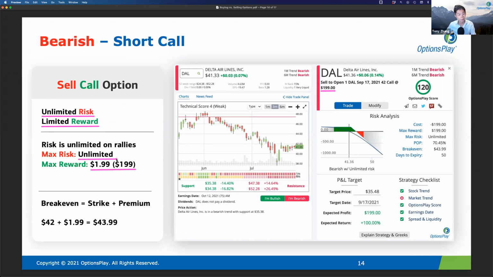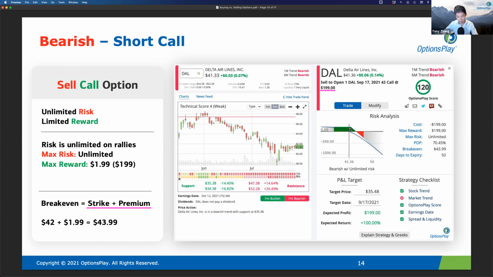I cannot make more than $199 per contract. At the same time, I'm taking on unlimited risk. And again, not a great risk-reward ratio in the long run to take that type of strategy. But your break-even price is your strike plus your premium. Now, just like before, what I'm collecting acts as a buffer so that if the trade goes in my favor, I make money. But if the trade goes against me, I have this buffer that I can use to offset some of my losses.